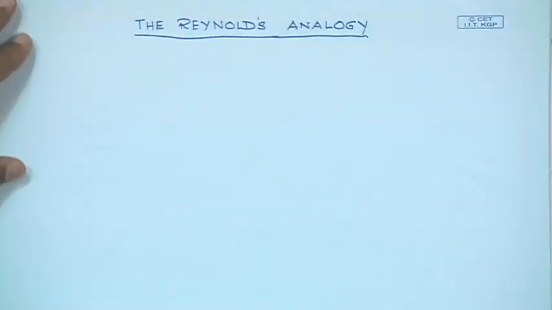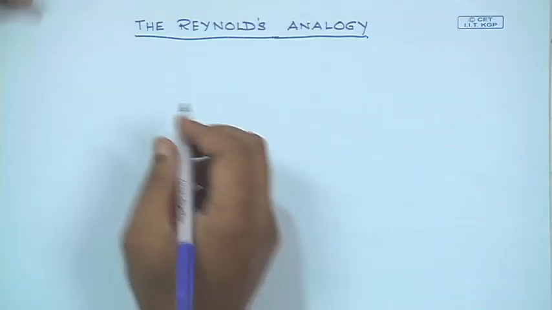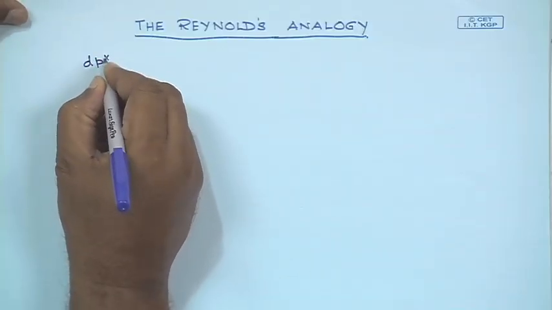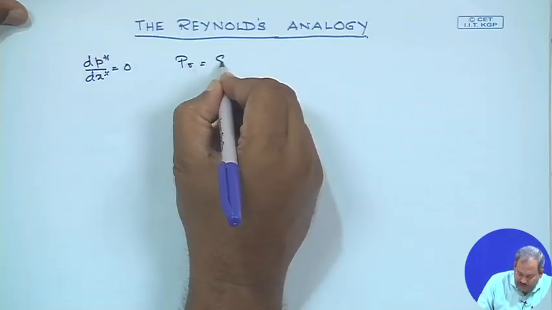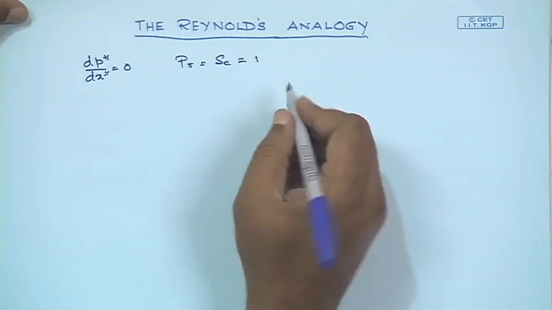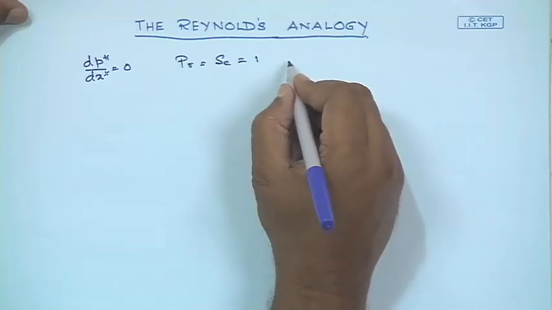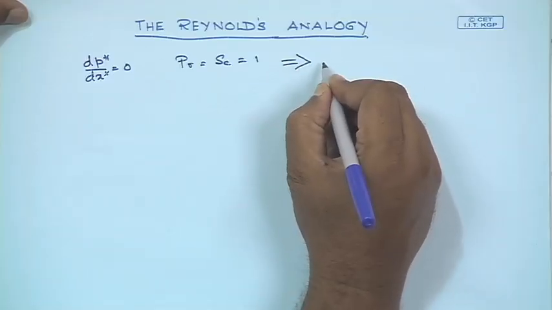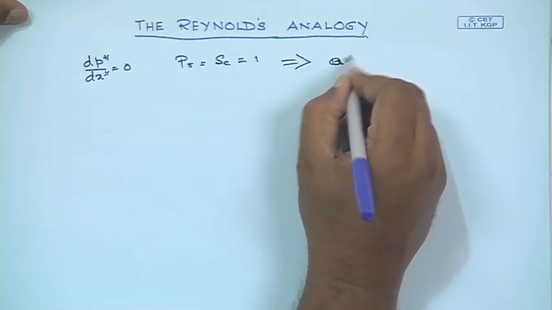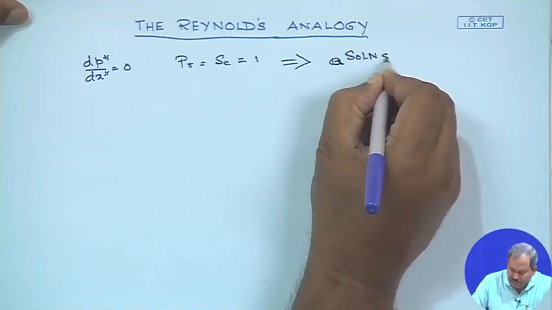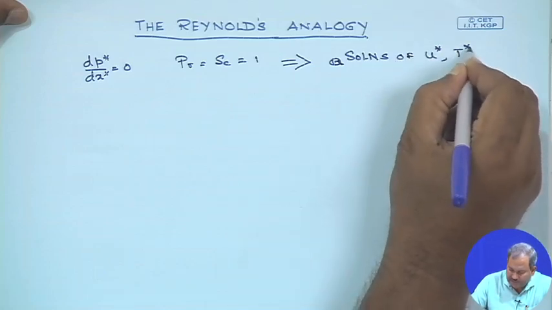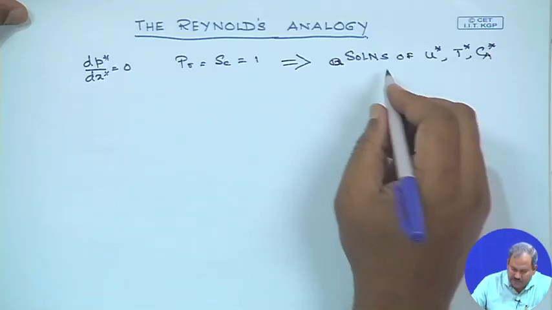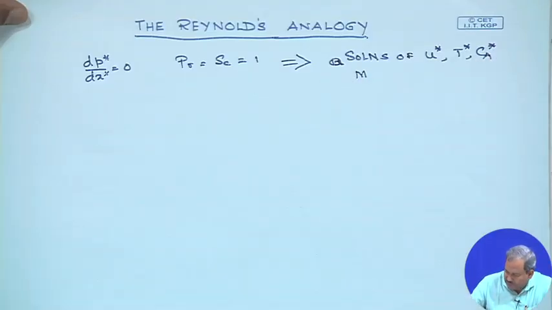So, we would start first with the Reynolds analogy, which simply tells you that it is going to be valid when dP star by dx star is equal to 0 and Prandtl number is equal to Schmidt number is equal to 1, and then the conservation equations are all of the same form. So, this would give you the conservation equations the same, boundary conditions the same. So, the solutions of U star, T star and C star, the dependent variables, must be equivalent.